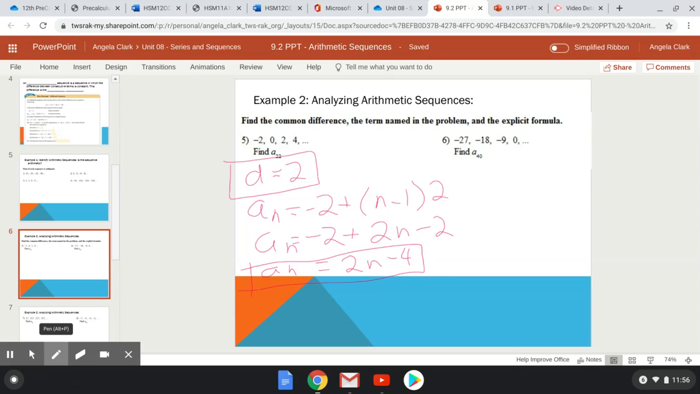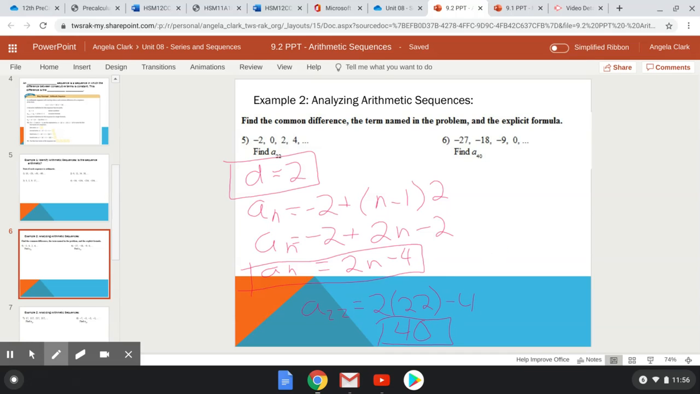And now we can find A22, which was the term that was asked for in the problem. So A22 is going to be 2 times 22 minus 4. 2 times 22 is 44. So 44 minus 4 is 40. So A22 equals 40, and that's the last piece that we were looking for. So you're just plugging in whatever n is, you're just plugging that in there, and then you're good to go.